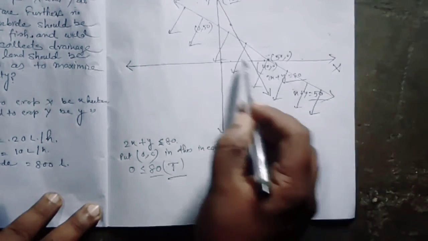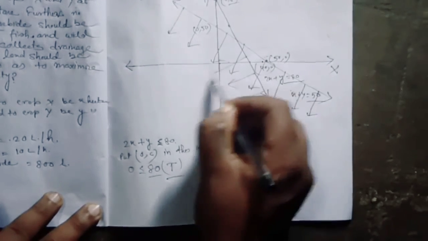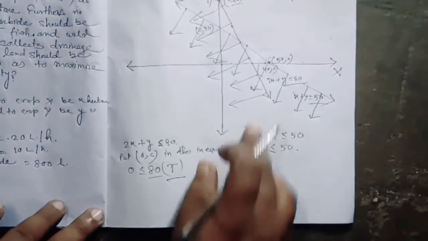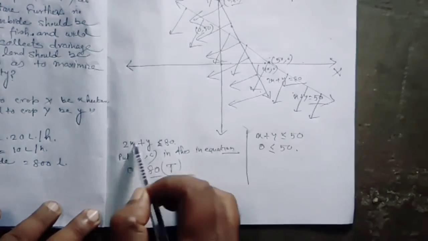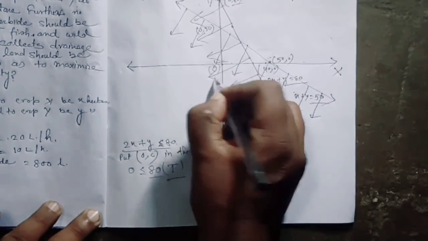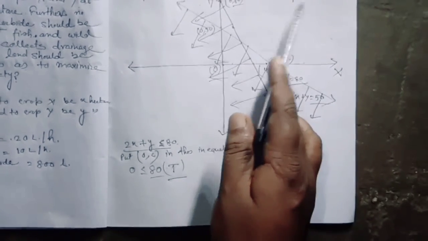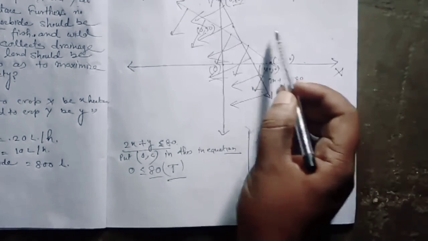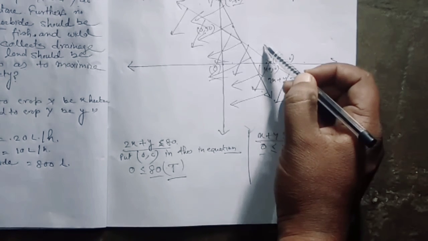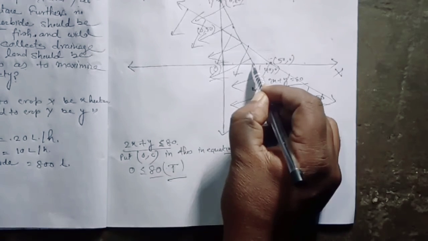Okay, this straight line is drawn first, and this is for the first line. For both cases the feasible region should be towards the origin. With x greater than or equal to 0 and y greater than or equal to 0, the feasible region should be this region. As you can see, this is the feasible region.